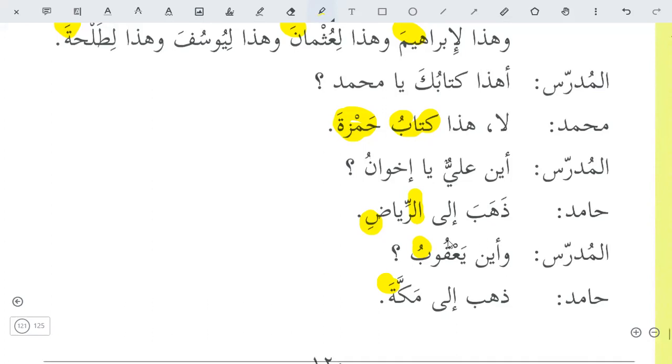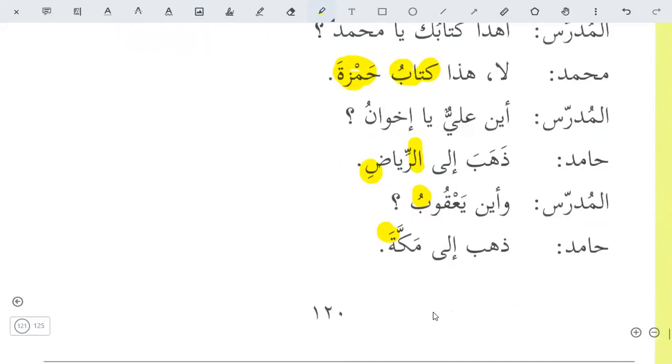Yaqub, where is Yaqub? Okay, will you lost your voice? We cannot hear you. Please read again. Where is Yaqub? He went to Makkah.